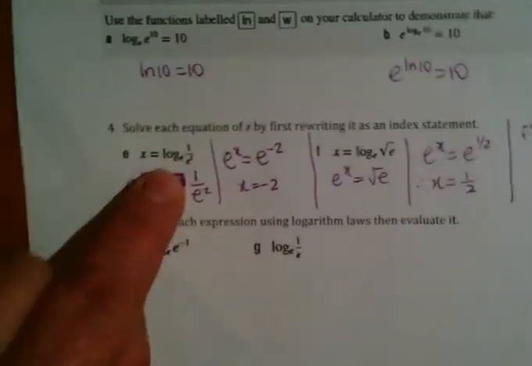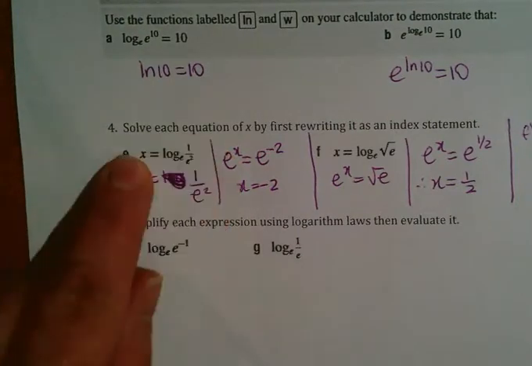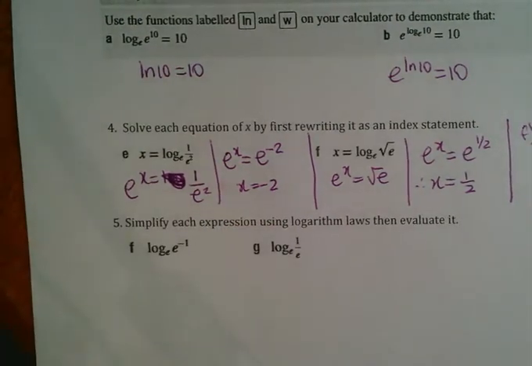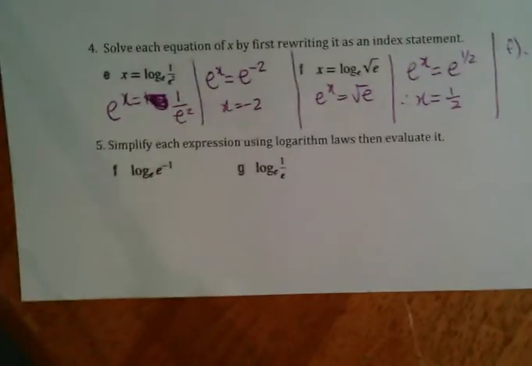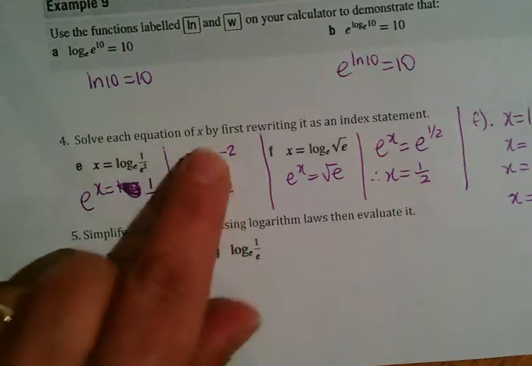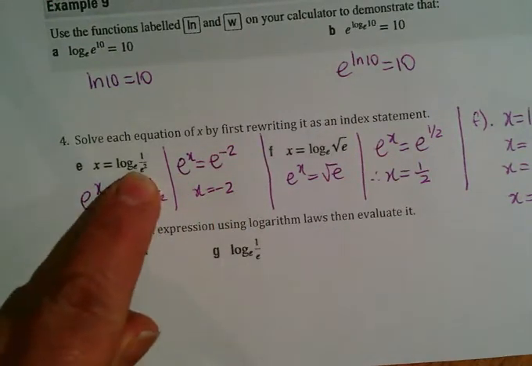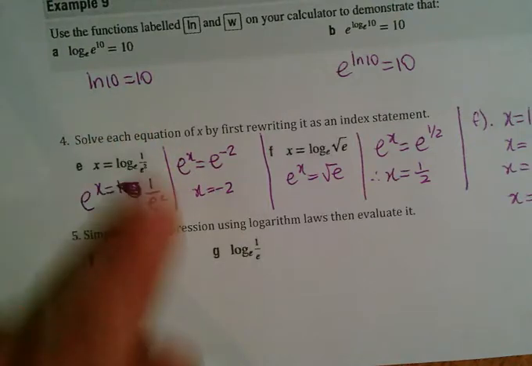And we could have done this one as well by writing log to the base e of e to the negative 2. And the negative 2 comes to the front, and then you'll get x is negative 2. Now, with this one here, we solved it by first writing it as an index statement, which means writing it here as e is the base to the power of x is 1 on e squared.